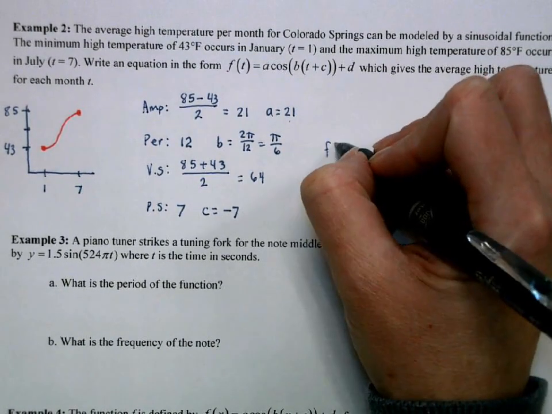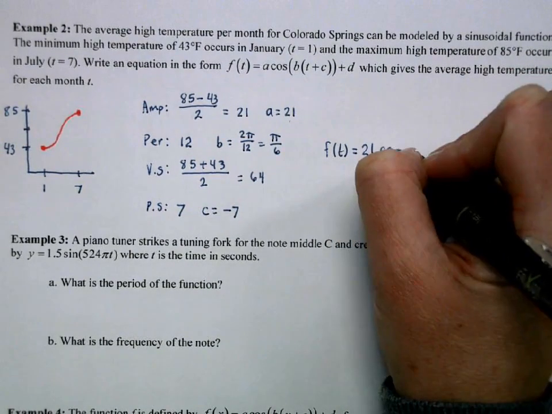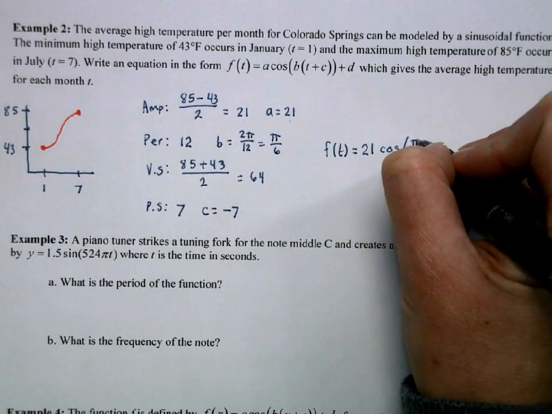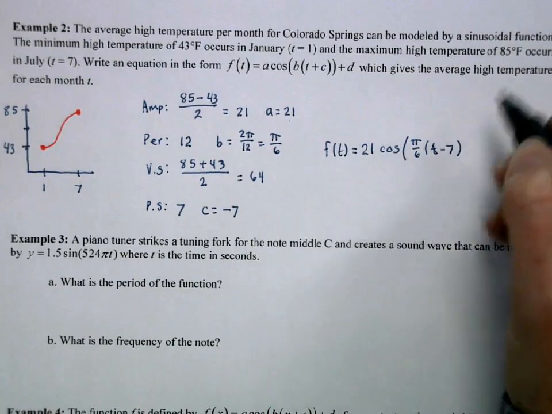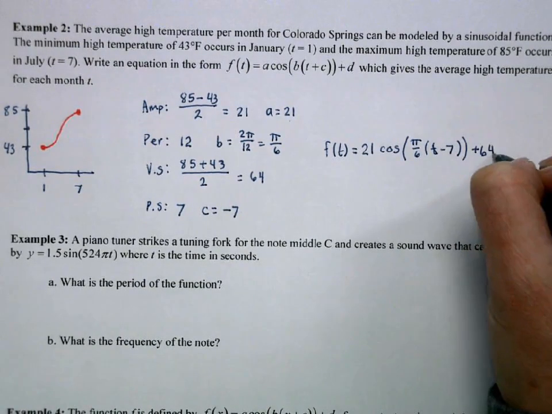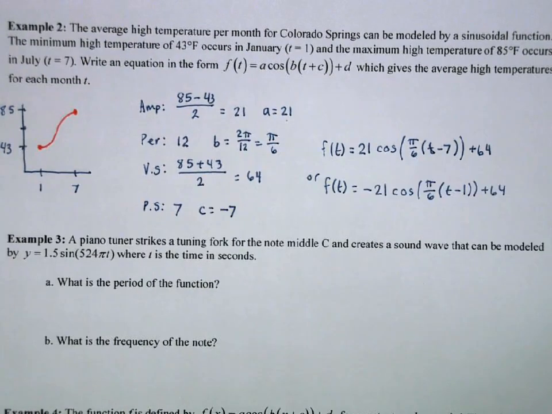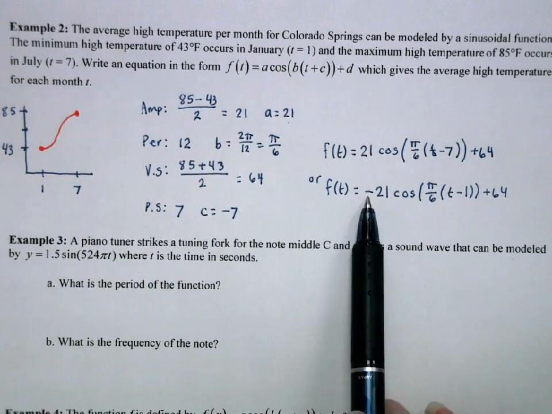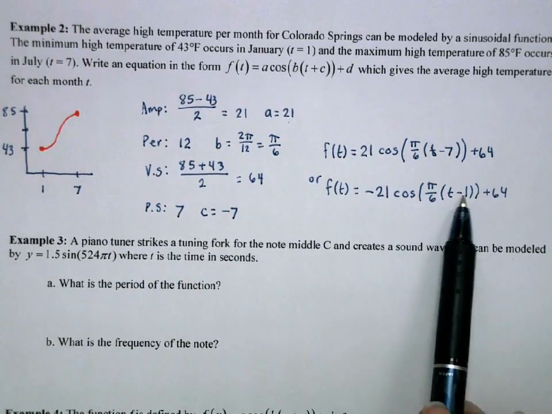So putting all this together, we have a positive 21 cosine. My B value is pi over 6. My phase shift of 7 means my C value is negative 7, plus our vertical shift of 64. Alternatively, if I had chosen a negative cosine, this is negative 21, and then that phase shift, that horizontal translation, would be given by a -1 on the inside.